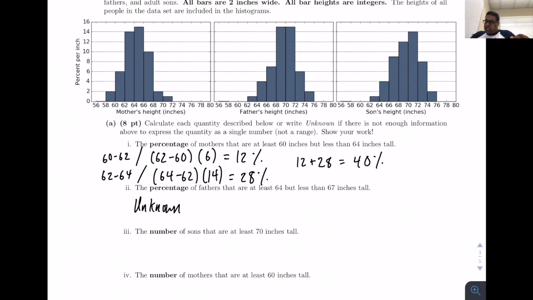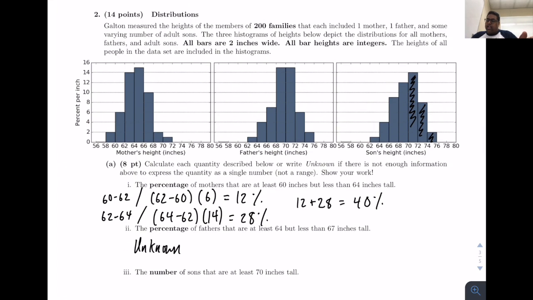The number of sons that are at least 70 inches tall, and it's not because we have weird bins. Here, obviously, we have a bin that starts with 70, and we can quickly find the proportion of sons that are at least 70 inches tall, right? We just add up this area, and this area, so we'd find the proportion, which is whatever, but nowhere are we given the actual number of sons, right? So we know that each family consists of one mother and one father, but they also consist of some varying number of adult sons.